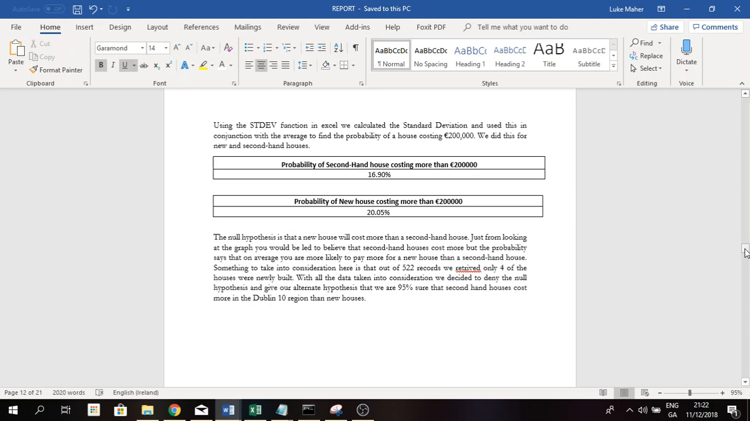There's only 4 in the Dublin 10 region, according to the data anyway, that are newly built. So just because there's more of them, there's going to be more of them that are more expensive. So we decided to reject the null hypothesis that the new houses would be more expensive, and the alternate one is that second-hand houses in the Dublin 10 region cost more.